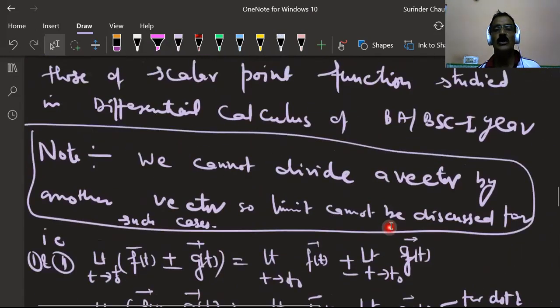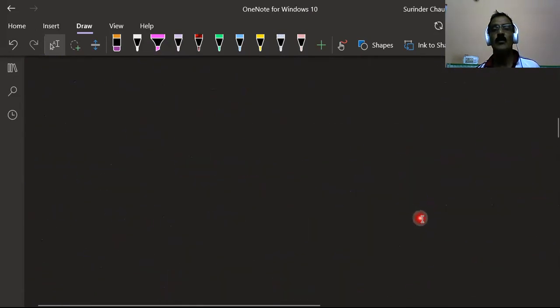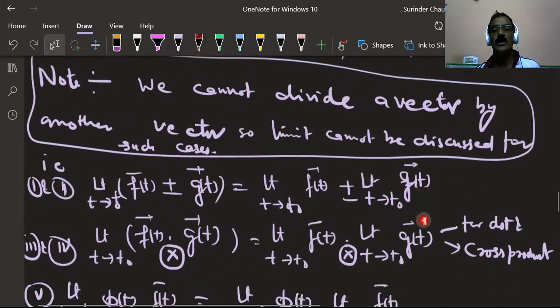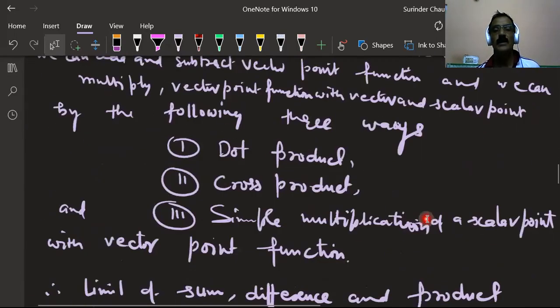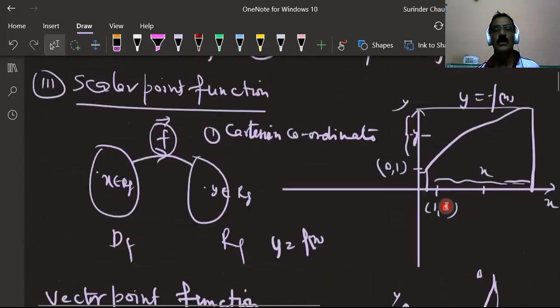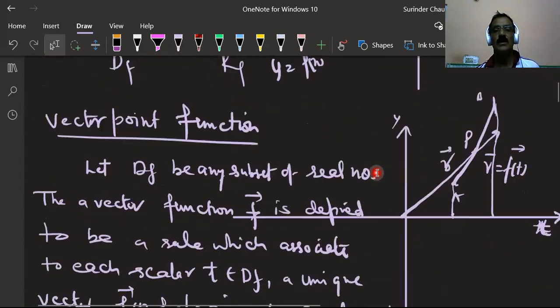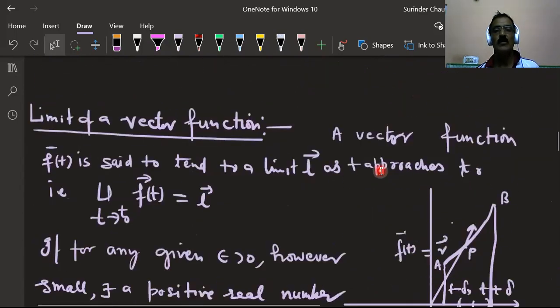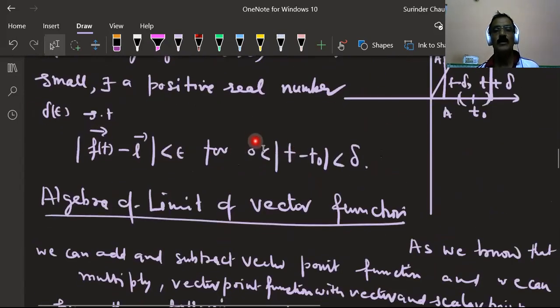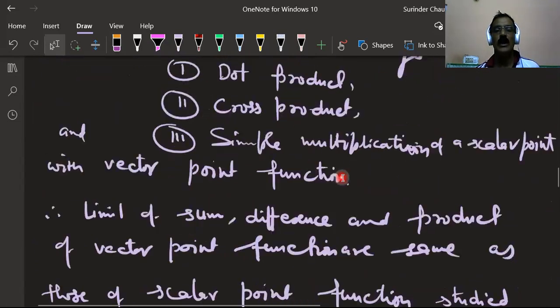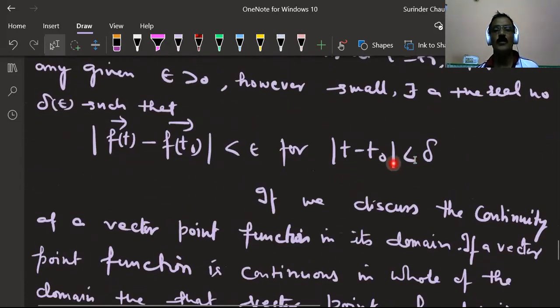Limit was discussed in the deleted neighborhood of a point, the same as we discussed in differential calculus. The limit of a function was discussed there, and continuity was also discussed in the neighborhood of a point t naught, and we just put the vector arrows on f(t) and f(t naught).